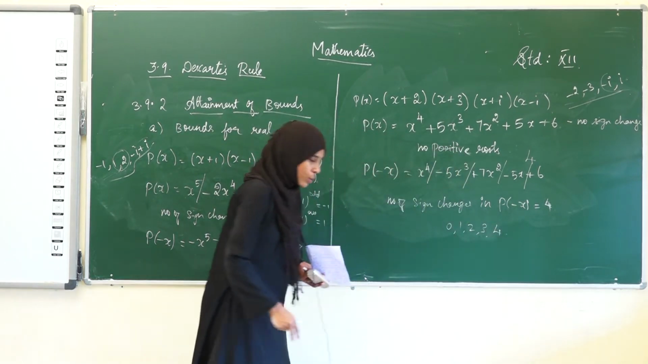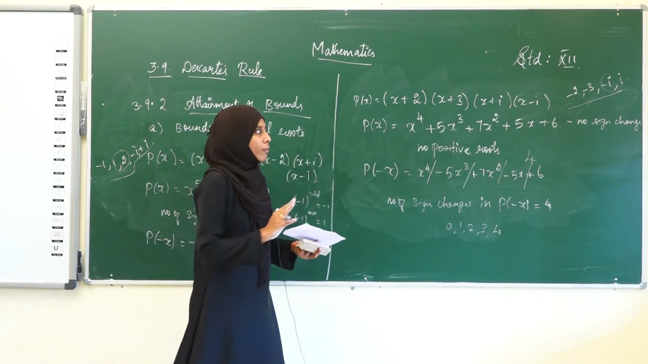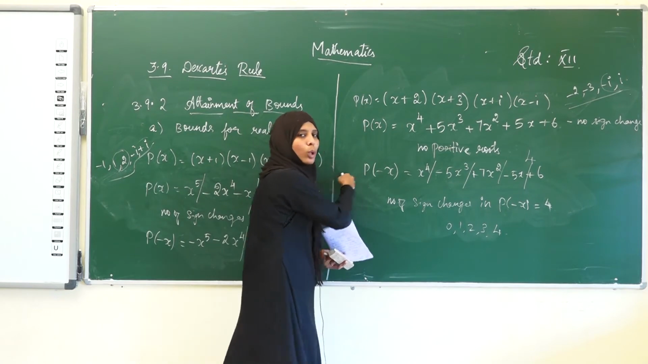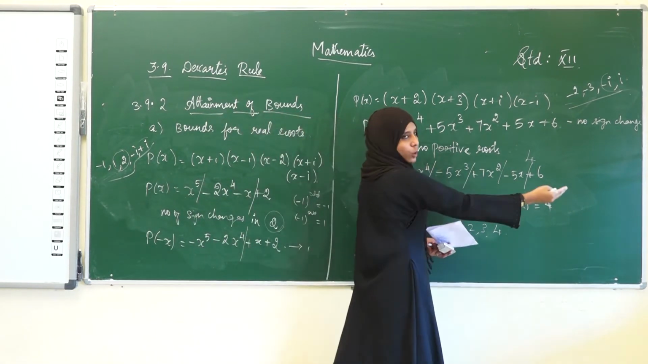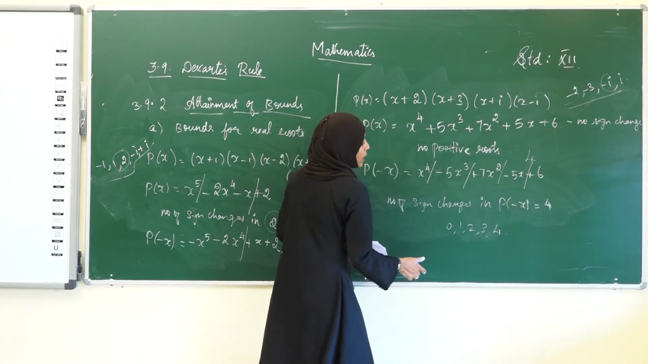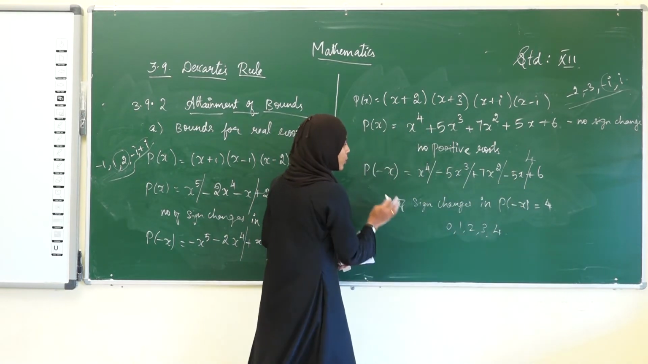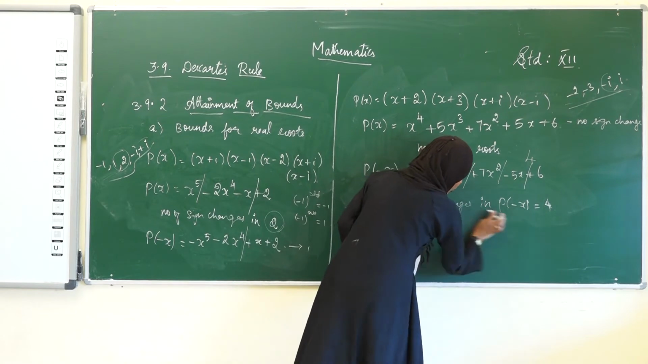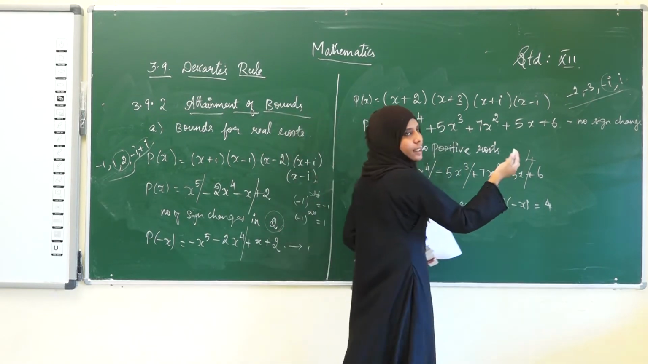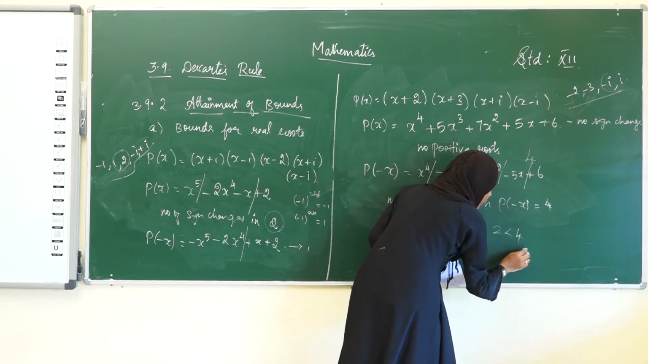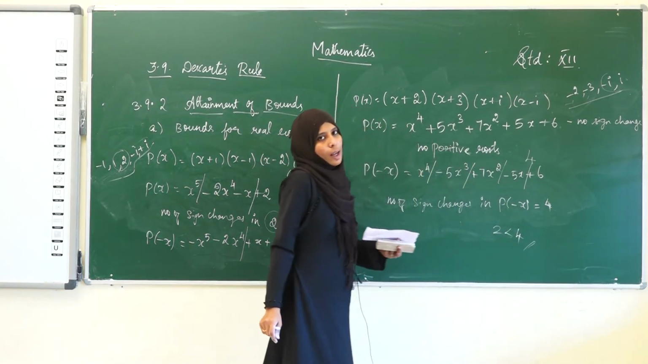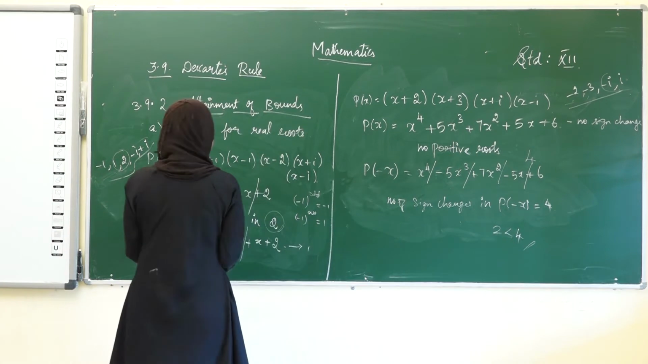See, from Descartes rule also, we are not going to find the accurate value of the number of roots. It should not exceed this. That's what we are going to find. So, the number of negative roots will be less than 4. Is that right? Here it is only 2. Therefore, 2 is less than 4. Therefore, the Descartes rule is applicable.